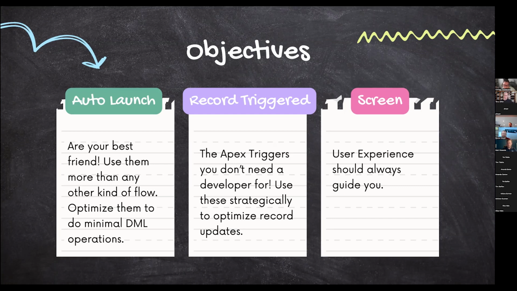And my guiding principle for this one is to optimize them to do minimal DML operations. I tell this to people that I'm teaching flow to. You want to keep your pink at the beginning and the end most of the time. Sometimes it makes sense to have it in the middle because you don't need that information until you need it. And so then we're going to go get it. But for the most part, I try to keep my pink at the top and the bottom of the flow and call it good.